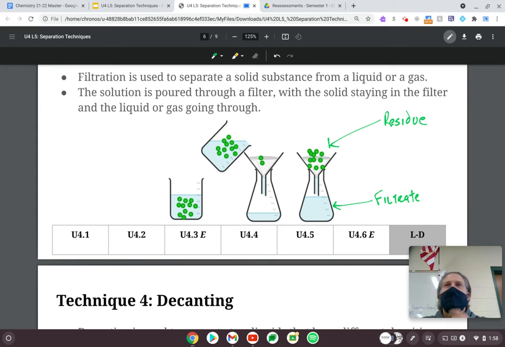In labs, sometimes students will ask, after you filter something, do I keep this? And they're holding the flask with the liquid inside of it. And I'll say no, or I'll say yes, because sometimes you might need to keep it, sometimes you might not. So you've got to keep track of what the target thing to keep is in this case.